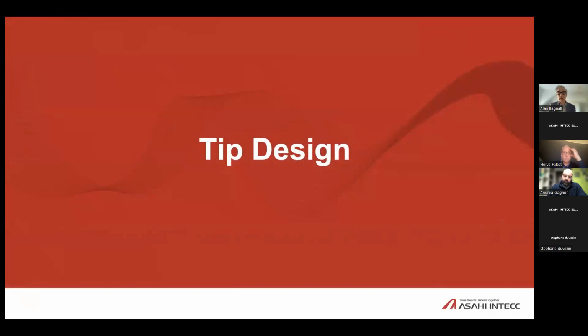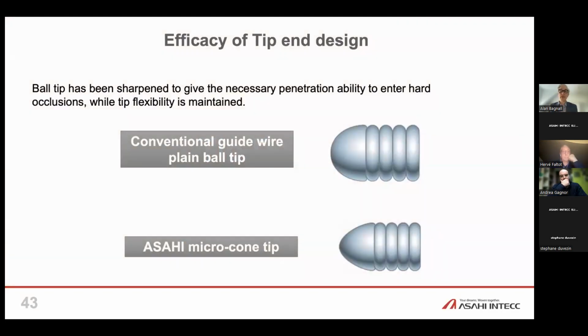Final element I want to talk about is tip design. So wires all come with a tip on them. This is the bit that leads. The conventional guide wires come with a ball-like tip, again, to kind of make it atraumatic. But Asahi have also got a specially designed microcone tip, which has a point to it to further enhance those wires that have got some tapering to them that enable penetration, should you require that.